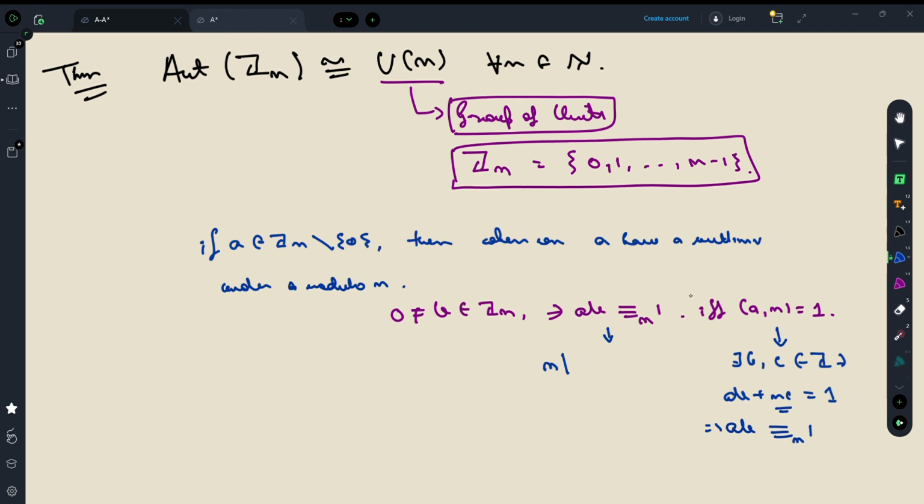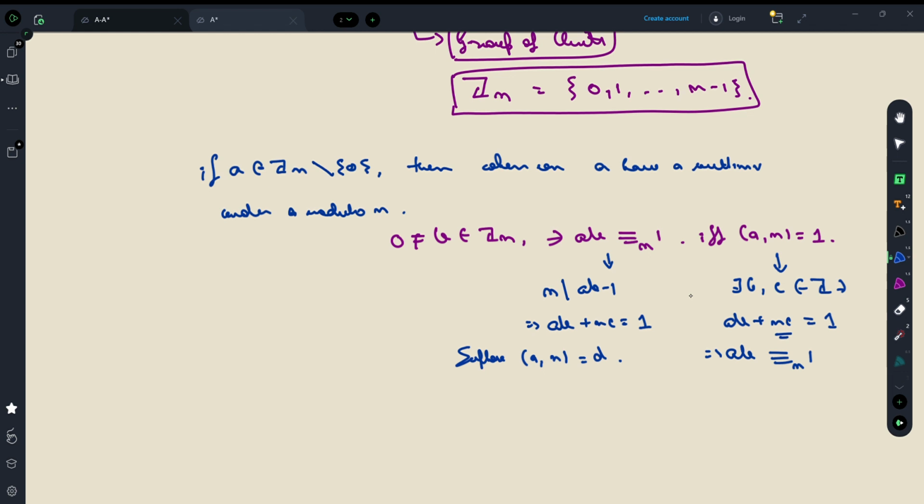What can I say from here? If AB is congruent to 1 modulo n, then n divides AB minus 1, which means AB plus nC can be written as 1, right? But if AB plus nC can be written as 1, now D divides the left hand side, right?